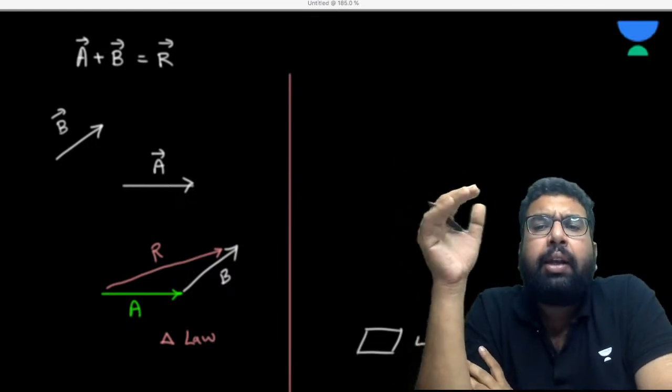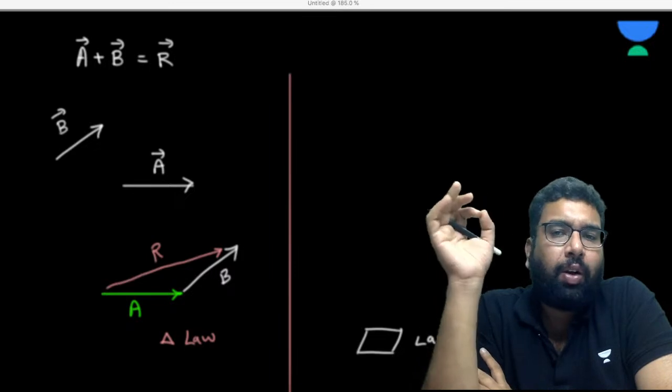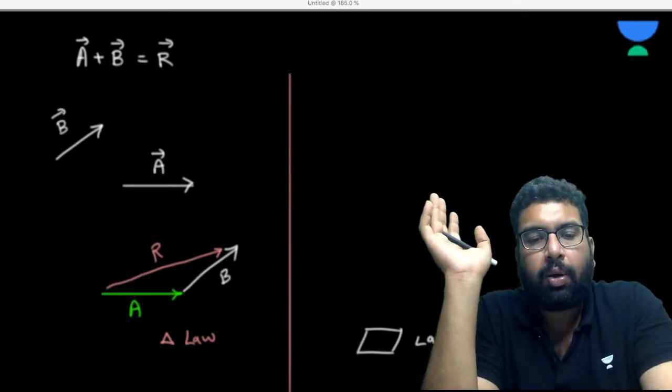As I keep saying, there is nothing like subtraction of vectors. Vectors are always added, so you are going to get the concept of that also in this section.